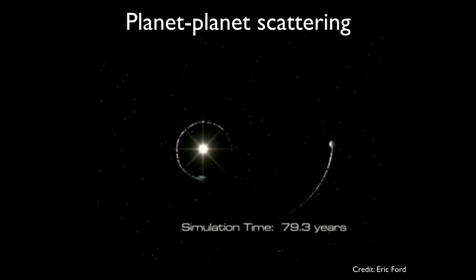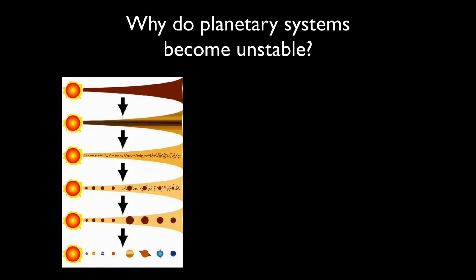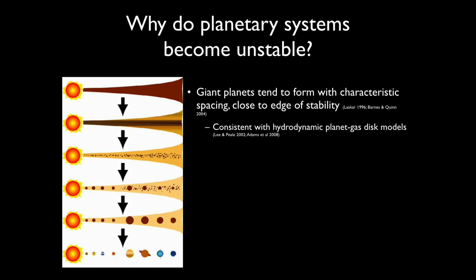That seems really weird. And here's a little cartoon that I made of why they might go unstable, just with simple arguments. And so here's the idea. Basically, we know pretty well from simulations that giant planets tend to form with a kind of characteristic spacing, and they tend to form close to the edge of stability. They tend to end up getting packed as they migrate, as close as they can be without going unstable. Okay? But as everything evolves, one thing that's keeping them stable is the gas.